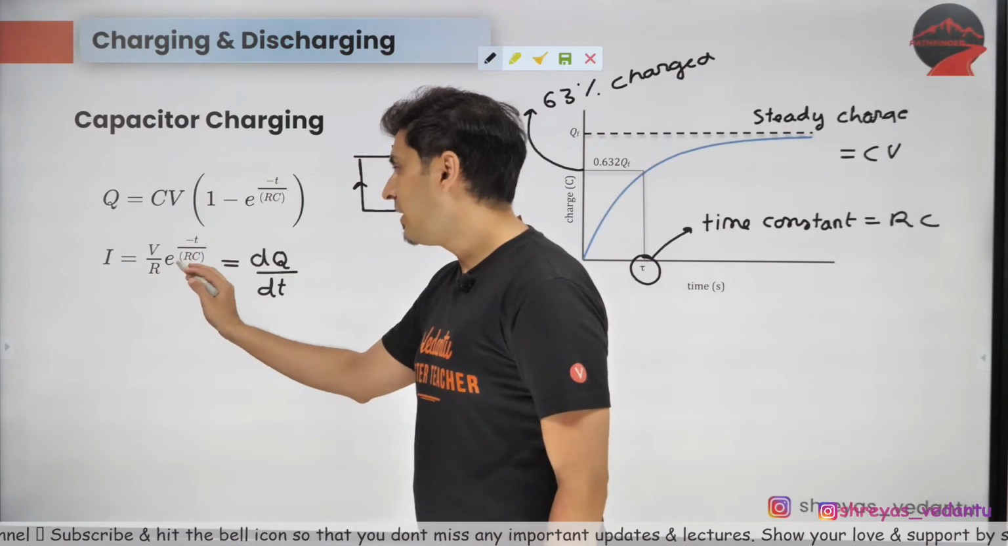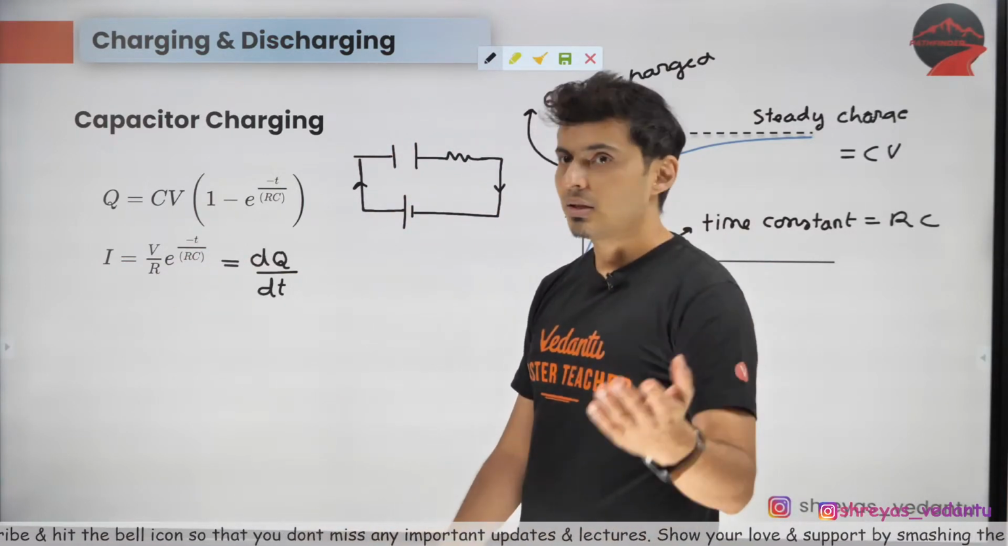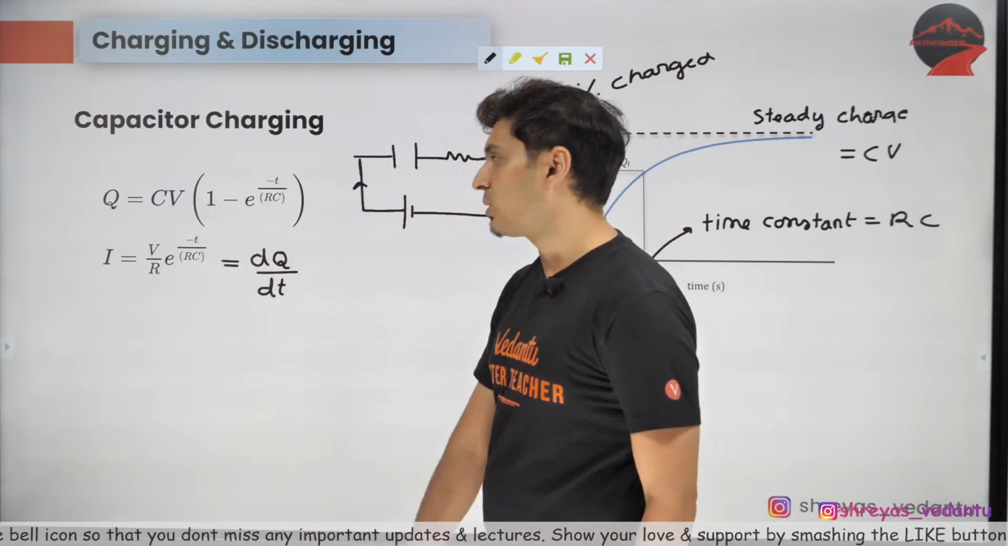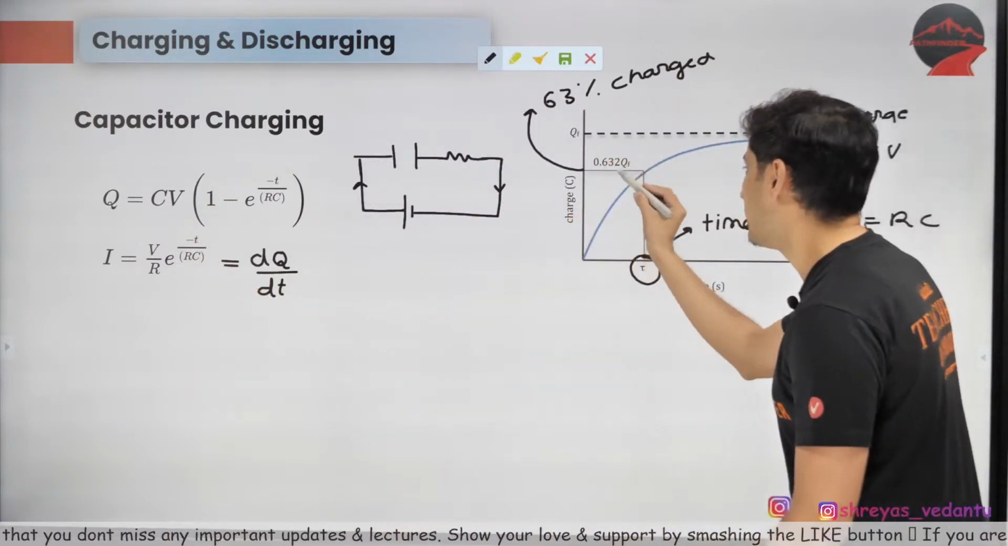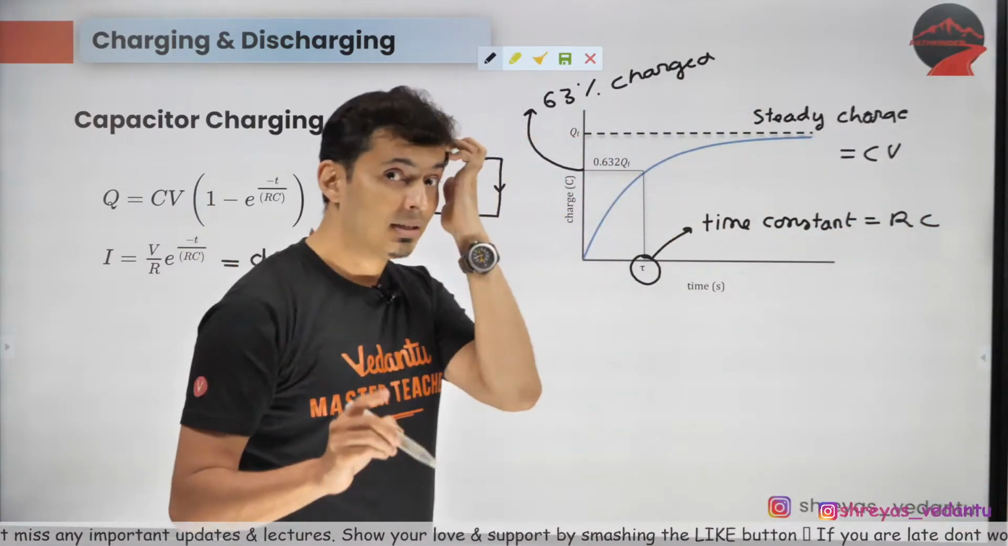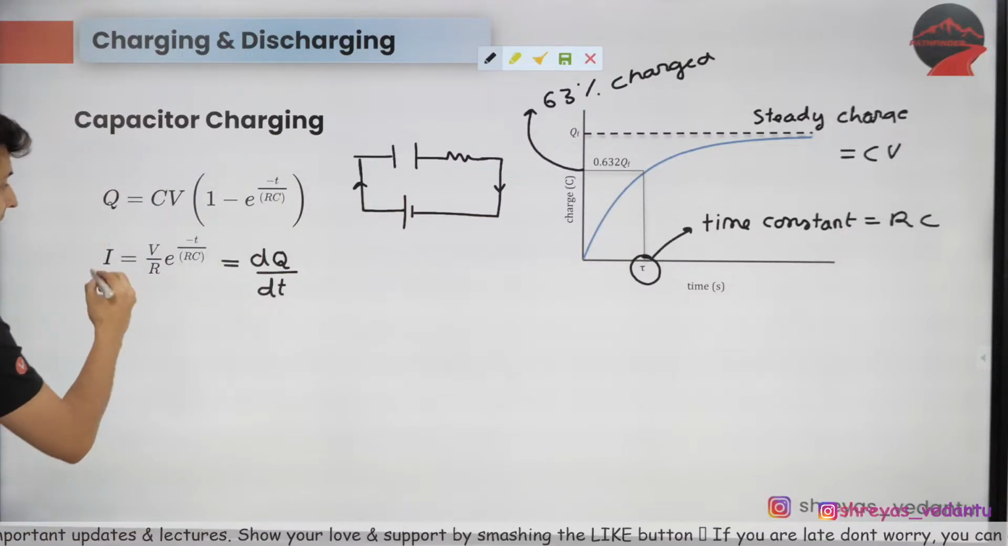So this is V by R e to the power minus t by RC. This is the formula for the current as a function of time. If you look, the current will go down. This is very, very important to look at over here.